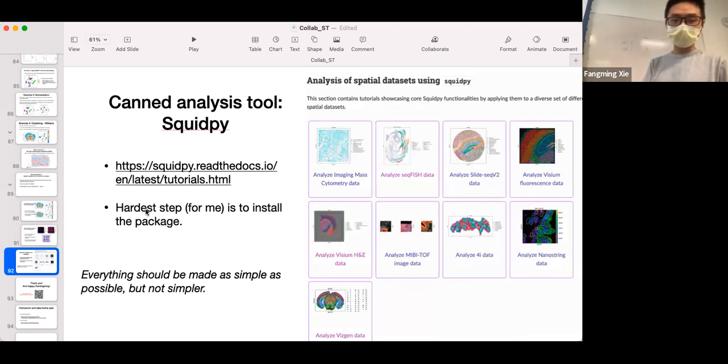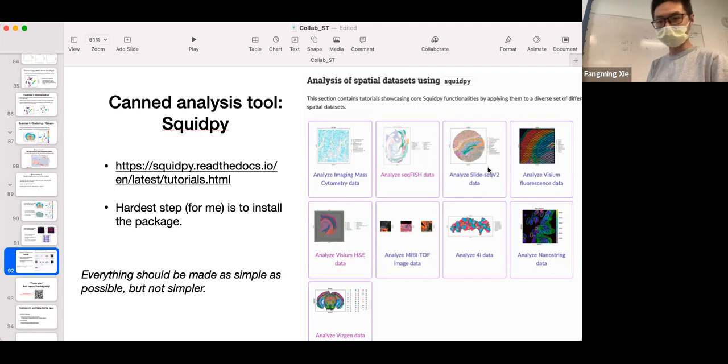Last point is, I kind of showed you how to do things from scratch, from the most basic component. But obviously, there are people who understand things, who build pipelines and tutorials specifically for certain cell types. So I call it a canned analysis tool. You don't have to understand what's going on inside. They apply complex things to specific data sets. So there are tutorials and documents for this. One good tool, nowadays there are many tools, is called SquidPy.